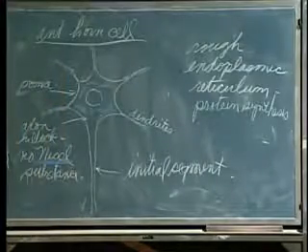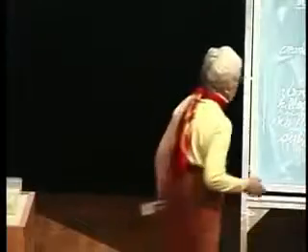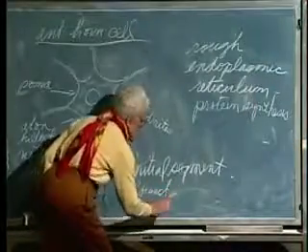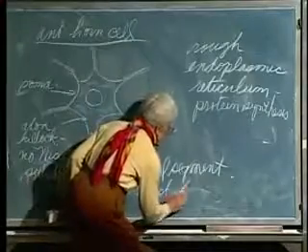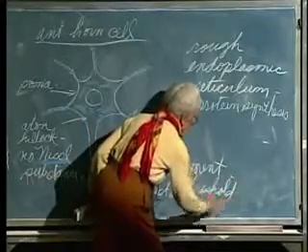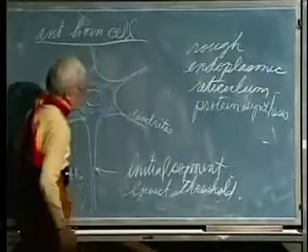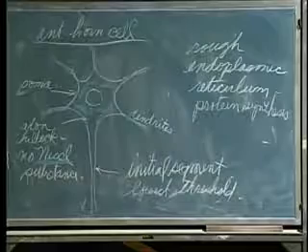And that has the lowest threshold of any part of the neuron at the initial segment. The lowest threshold takes the least amount of current to stimulate it here. Lowest threshold. So let's just finish one thing on this.